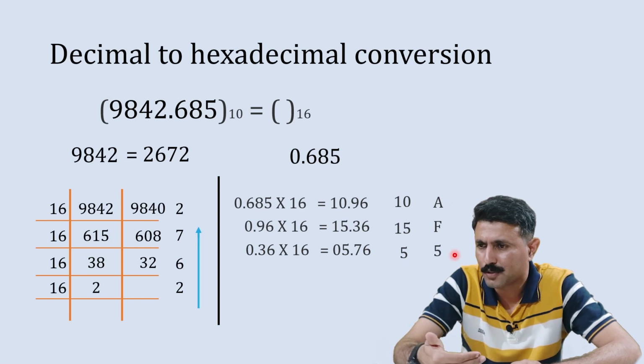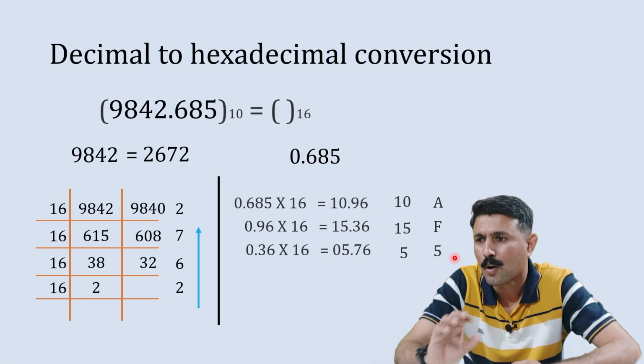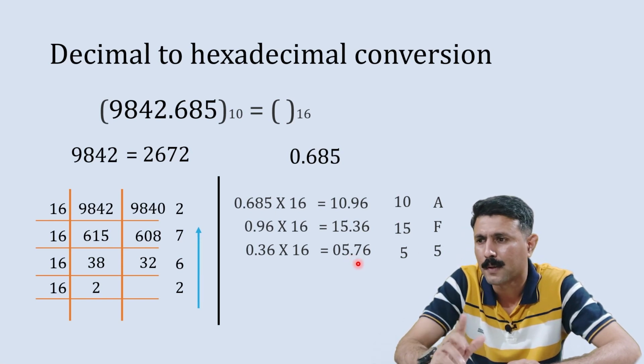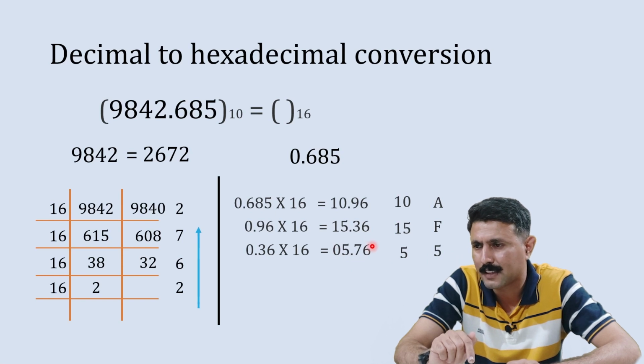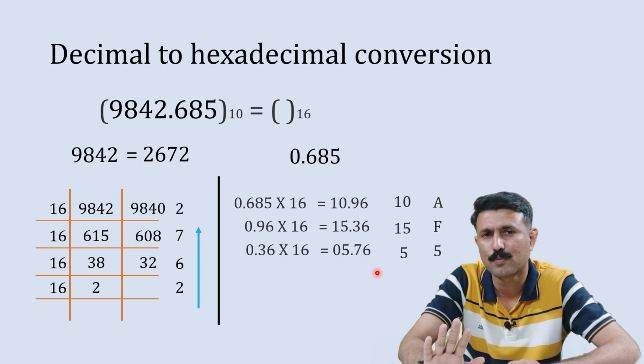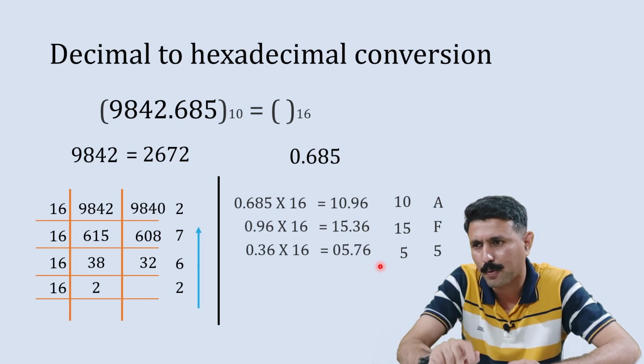So up to which point are you supposed to go further? Up to 3 to 4 points you're supposed to move. Or if you get 1, then at that point you're supposed to stop. So here we are not getting 1 as multiplication, so we're supposed to move further, up to 3 to 4 points. So we will stop here, up to 3 points.